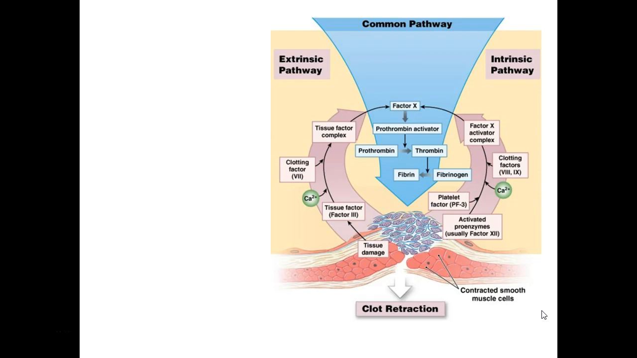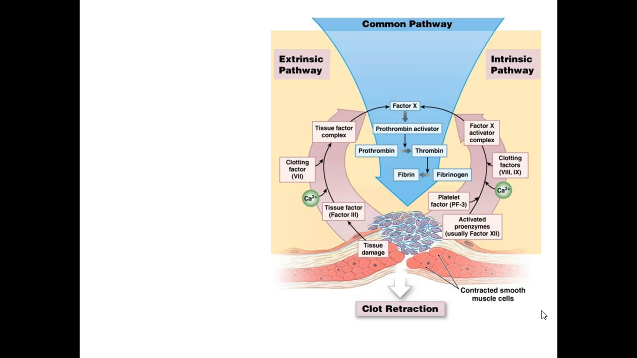The whole point is to convert this fibrinogen into fibrin, which then can form this meshwork to hold the clot in place. We don't want to have fibrin floating around, though, because then our blood would be clotting all the time, right? That's a bad situation. So what do we have?